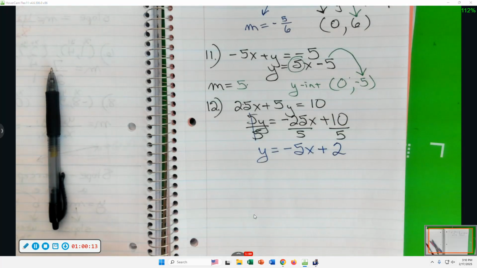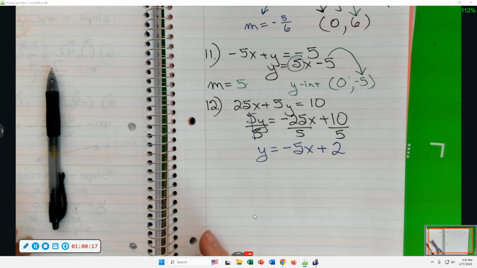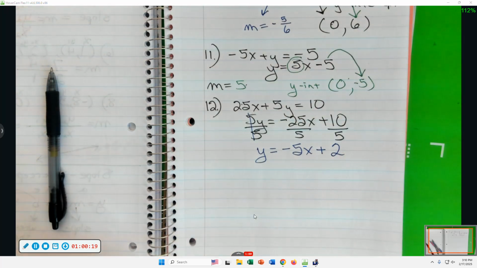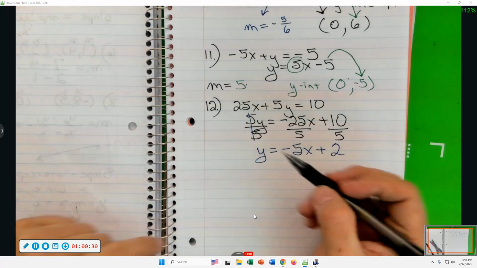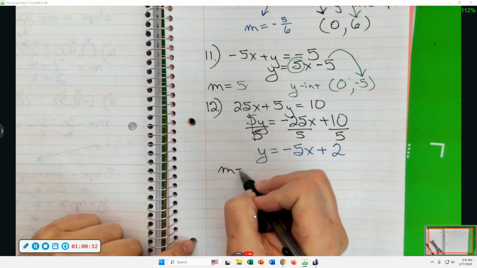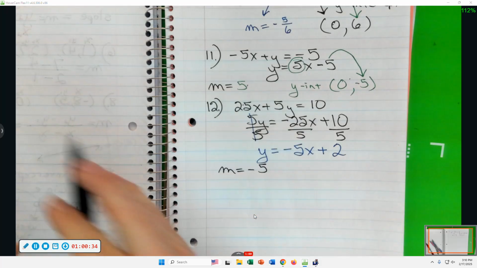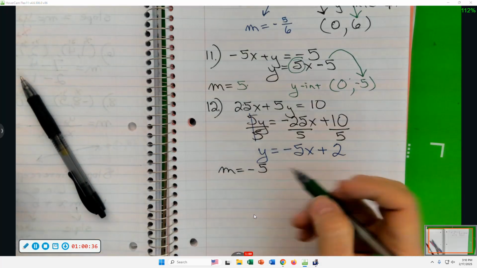Any questions on our logic there? Because once you get it here, then it's back like number 9. Any questions on our logic up to this point? What's the slope? Negative 5. Okay, it's just the negative 5. Don't put the x. It's just that number, negative 5.